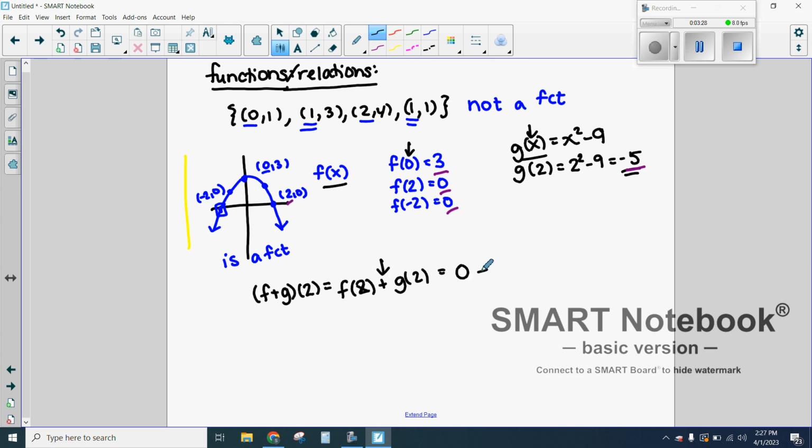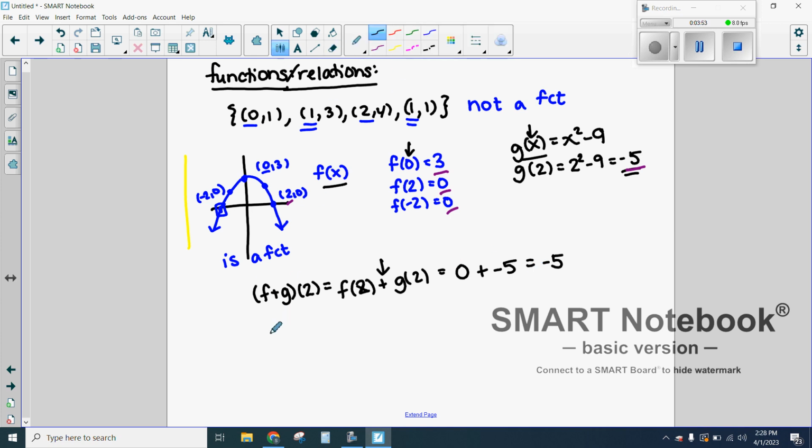So f of 2 was 0. G of 2 is -5. I'm going to add them together to get -5. Now, if this was a minus sign, I would subtract those numbers. If it was multiplication, I would multiply them. If it said divided by, I would divide.